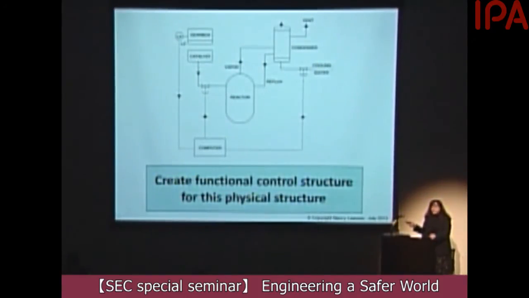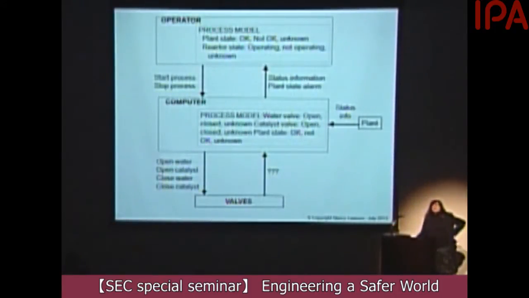We usually make all our documentation in terms of physical structure. Even in software, we use physical structure. What we're going to do instead is create the functional control structure. So here's the functional control structure, the high level for this system. There's an operator that controls the computer that controls the valves.